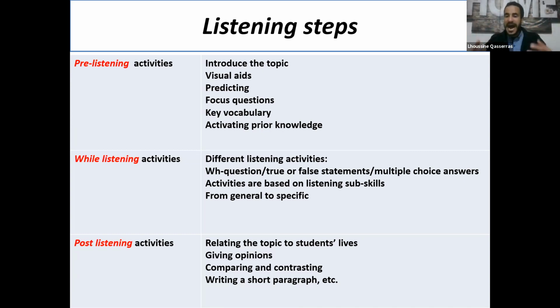Then it's time to listen carefully. Different listening activities, like what? WH questions, general ideas, true false statements, specific, multiple choice answers. Activities are based on listening sub-skills from general to specific. And of course, at the end it is the student's job to produce his or her own language. They can compare, contrast, disagree, agree, discuss, describe, summarize.